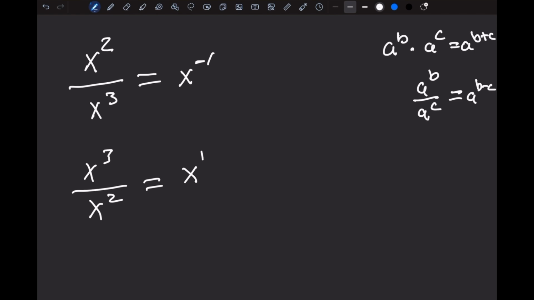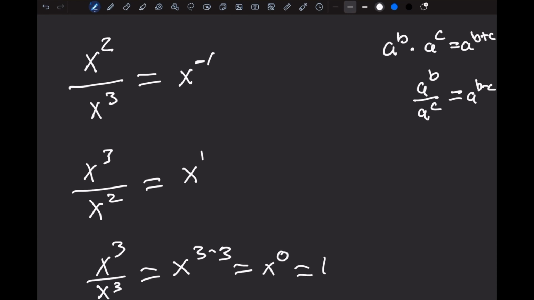Same thing if you got x to the third over x to the third. That is technically equal to x to the 3 minus 3, which is equal to x to the 0, which is equal to 1, which makes sense because x to the third and x to the third are the same number, or the same notion, because technically you can input anything into the x, but we just usually use numbers.